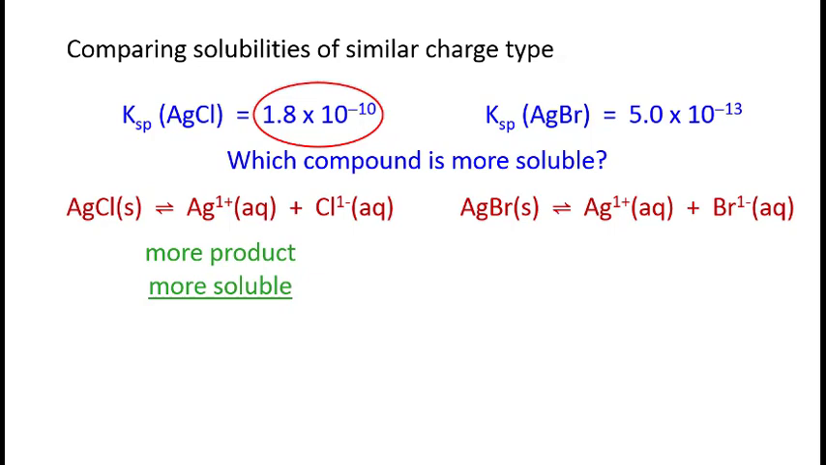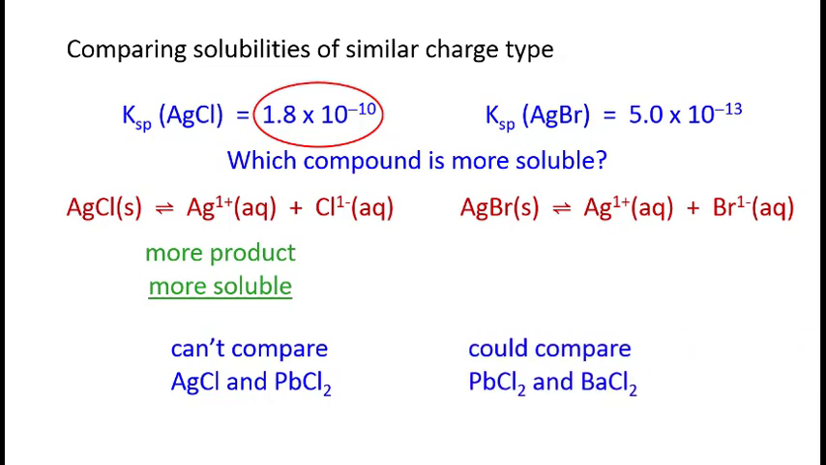If you were trying to compare silver chloride with lead-2 chloride, you would need to go to the calculator because lead-2 chloride has chloride squared in its expression for Ksp. We'll save those comparisons for a later course. But note that you could compare lead-2 chloride with barium chloride by this method, since they are both 2+, 1- charge combinations.